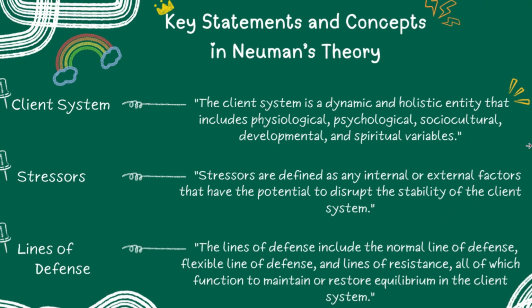For the key statements and concepts in Neuman's theory, some of these are pretty self-explanatory. We have client system, stressors, and lines of defense. The client system is a dynamic and holistic entity that includes physiological, psychological, sociocultural, developmental, and spiritual variables. Stressors are defined as any internal or external factors that have the potential to disrupt the stability of the client system. And lines of defense include the normal line of defense, the flexible line of defense, and lines of resistance, all of which function to maintain or restore equilibrium in the client system.